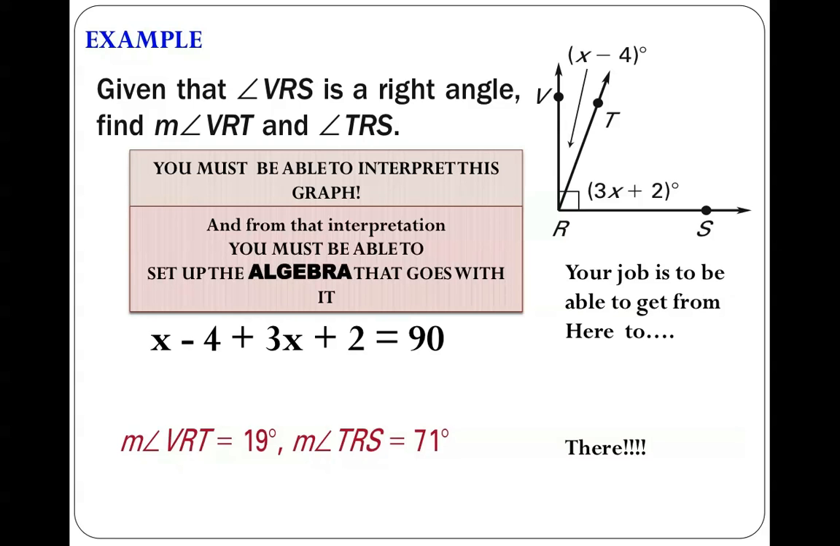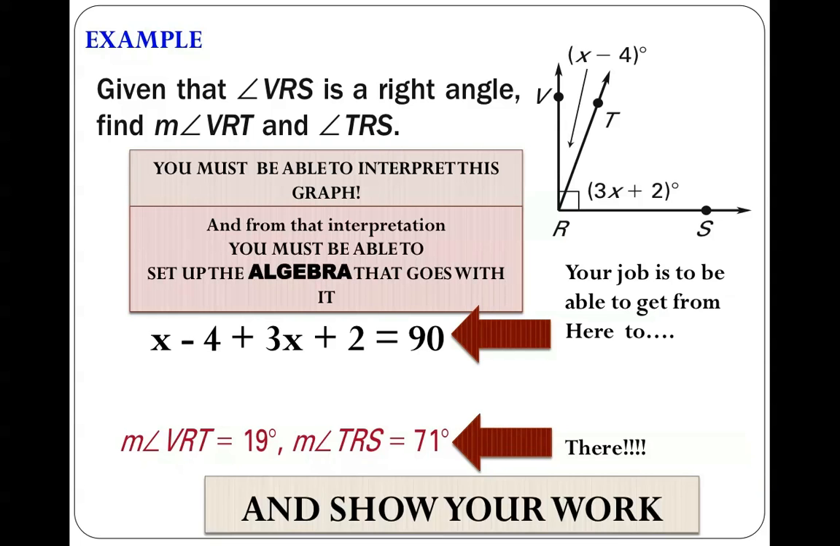So again, I just say here on the side, your job is to be able to get from here down to there. And you have to be able to show your work. So when we combine these, we're going to get what? 4x. We're going to get -2. We're going to then add the 2 to both sides. And then we're going to divide by 4. Then we're going to get an answer. And then we're going to plug her back in. And when we get these, that 19 plus 71, that equals 90. So that makes sense.